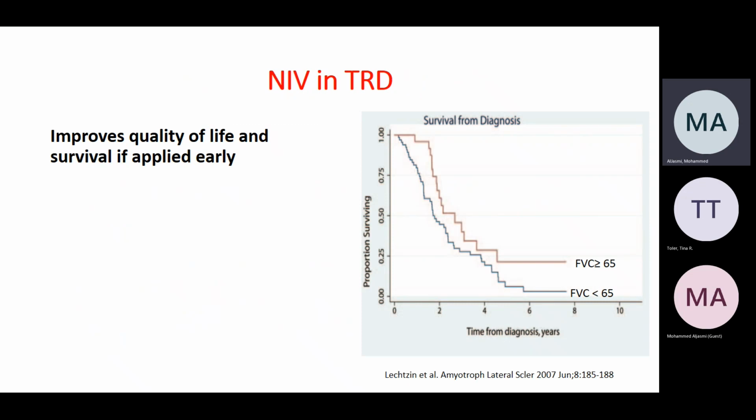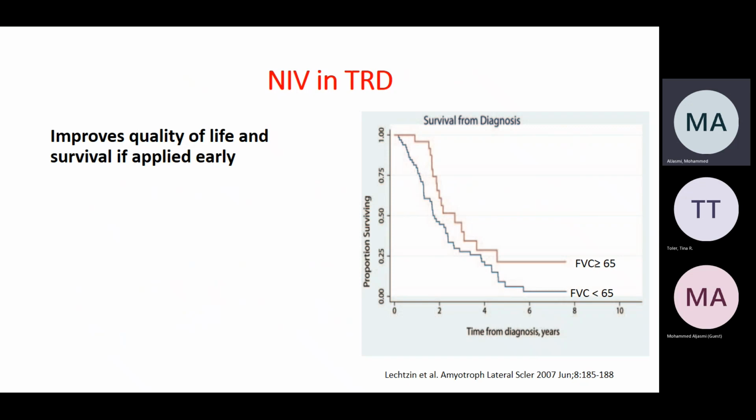NIV can improve your quality of life and improves the survival if applied early. This is a question, by the way, you'll get on your pulmonary board. If you see on the diagram here, with FVC more than 65, I think in that study it was less than 80 plus symptoms, so more than 65, they had better survival.